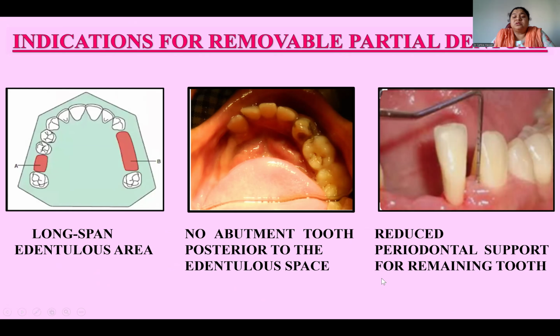If periodontal support is very less, FPD is not possible. It is very difficult. It will not take up because it needs a good support. If periodontal support is very less, how will you take up the abutment for giving rests or major or minor connector? It is not possible.